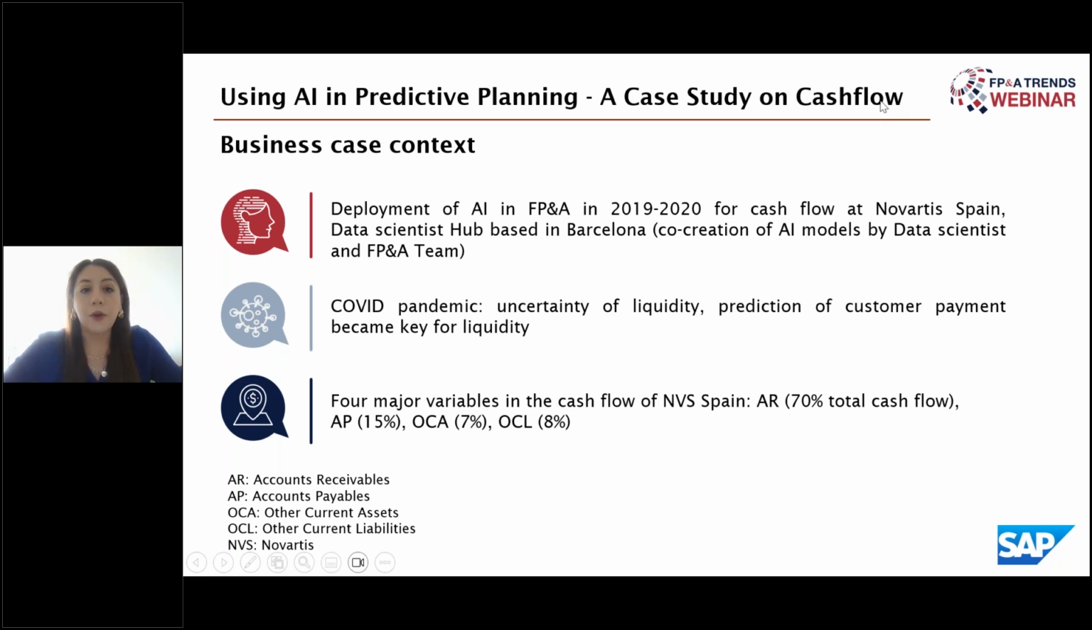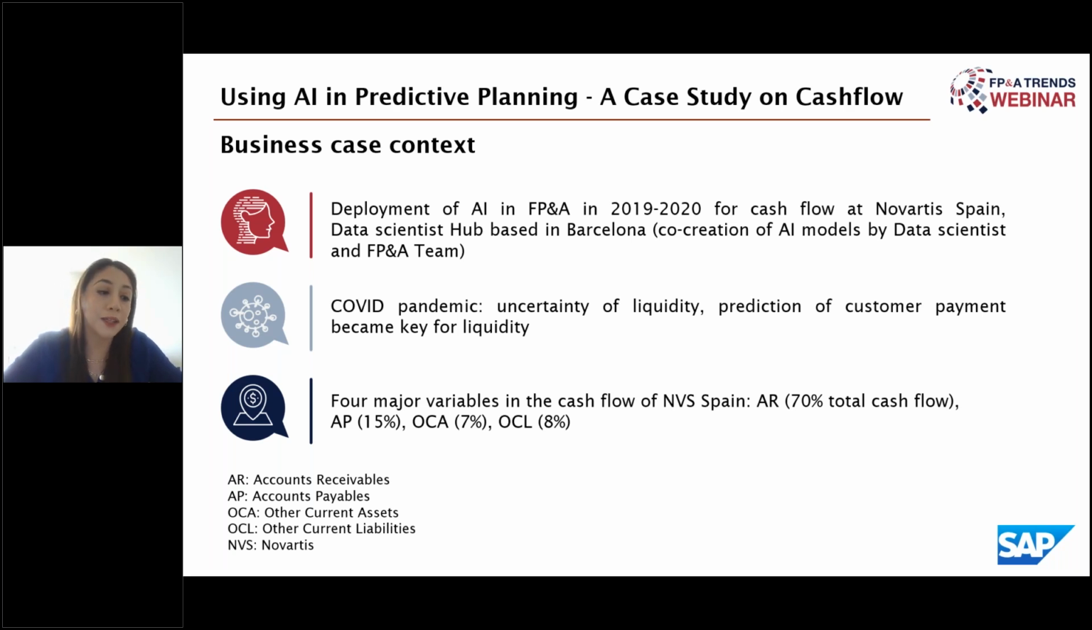So for the ones who know, Novartis started pretty early with all the AI in FP&A. I used to work in the digital operations for finance in Barcelona, where they have a big operation that works with both FP&A and the data scientist team.